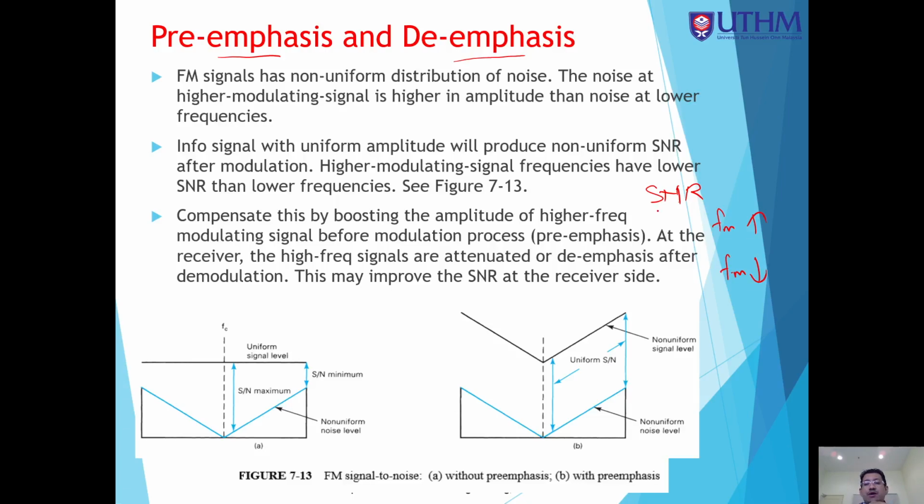Now the issue is we want to increase the SNR. Okay, remember that theoretically we need SNR to be as high as possible. The higher the SNR would be better. Okay, so how do you want to increase that? Because theoretically, the higher the modulating signal frequency, the lower would be the SNR. Okay, so we need to do something so that we can achieve a better SNR at the output.